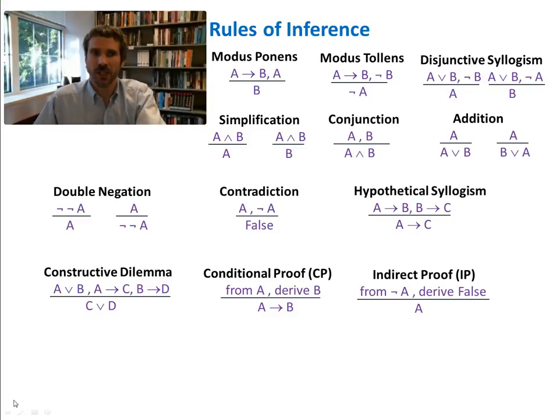So you start off with a contradiction. You start off by assuming that not A is true. And if you get something that's false, then you can conclude that A is true. These are our proof rules. These are our rules of inference. This is the beginning of our study of formal reasoning.